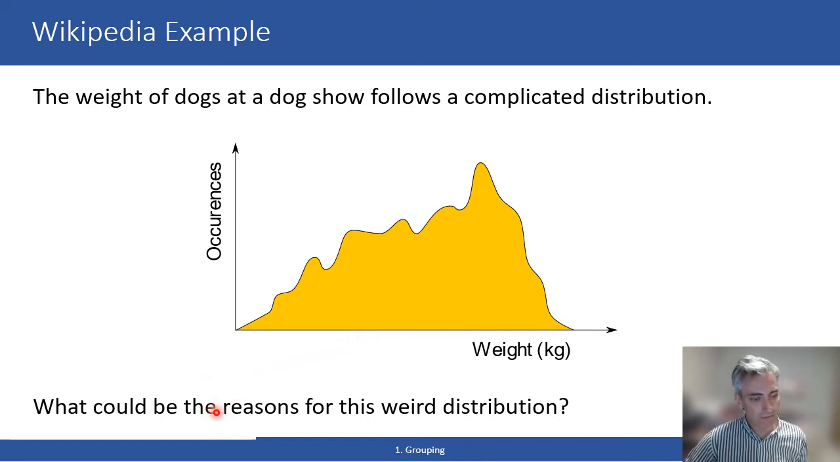What could be the reason for this weird distribution? Why does it look like this and not like a bell curve? This is a sort of question that we can use grouping and a technique called ANOVA and the F statistic, which we just learned, to help test our hypotheses of possible reasons for this odd-looking distribution.